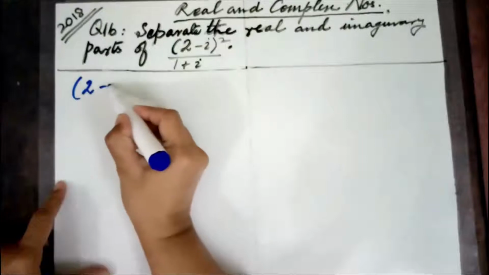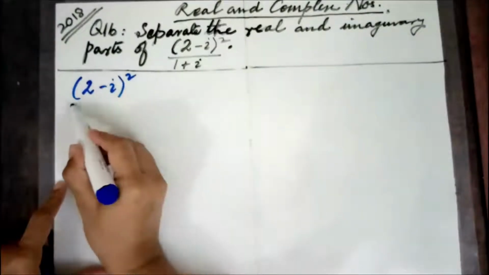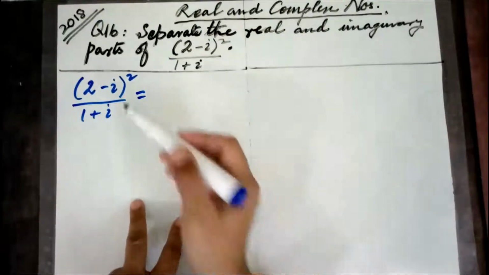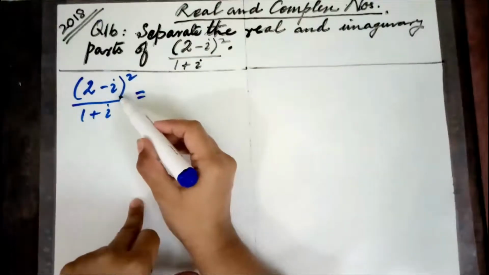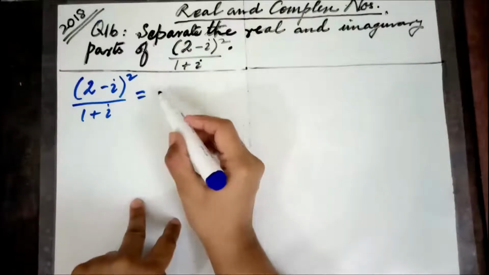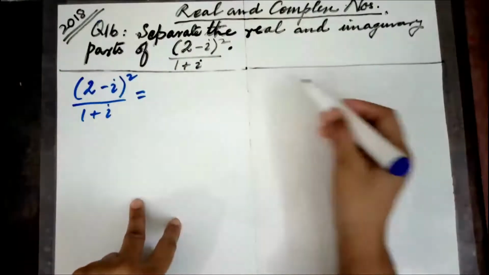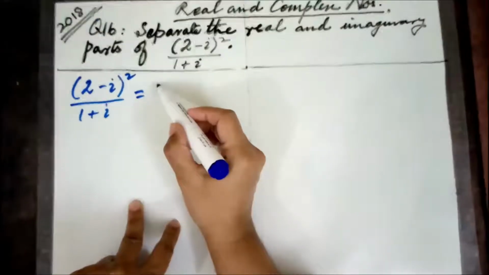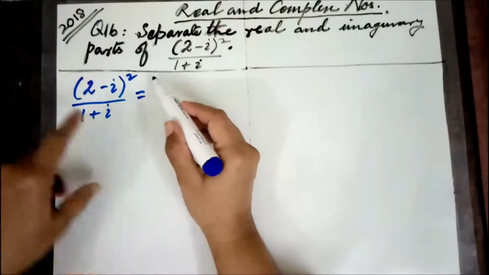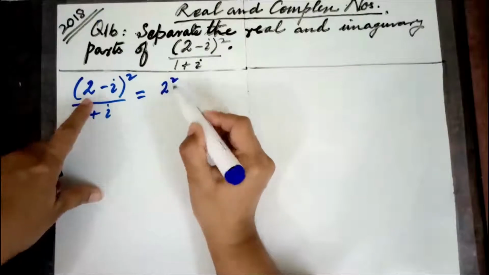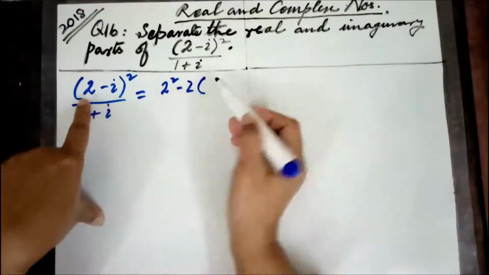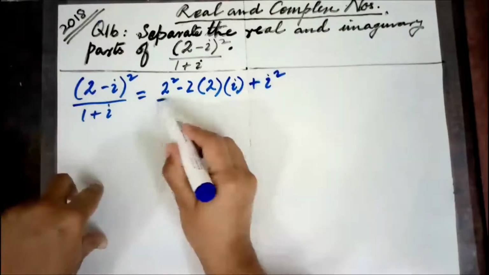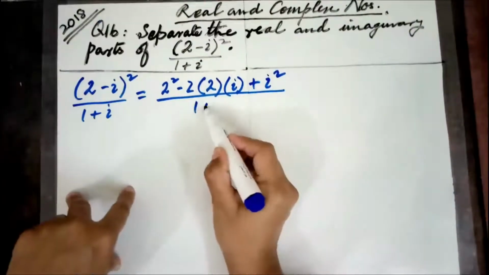(2 minus iota) whole square upon 1 plus iota. How will we solve that? For (2 minus iota) whole square, we will use the perfect square formula of subtraction, that is (a minus b) whole square. This is a, this is b. We will open it as a square, that is 2 square, minus 2ab plus b square, and that is over 1 plus iota.